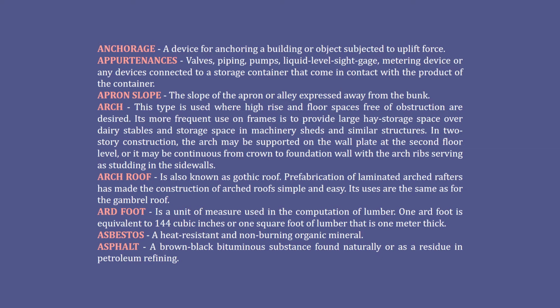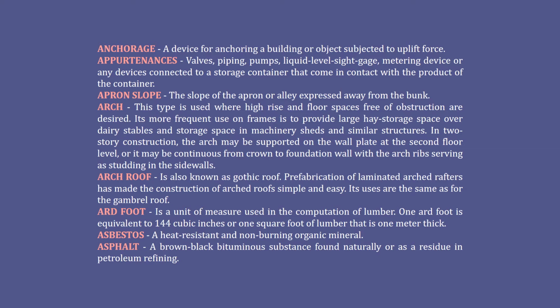Appurtenances: valves, piping, pumps, liquid level sight gauge, metering device or any devices connected to a storage container that come in contact with the product of the container. Apron slope: the slope of the apron or alley expressed away from the bunk. Arch: this type is used where high rise and floor spaces free of obstruction are desired.